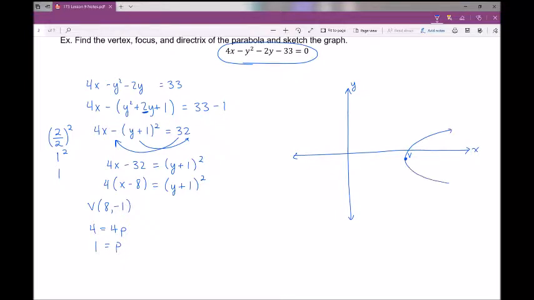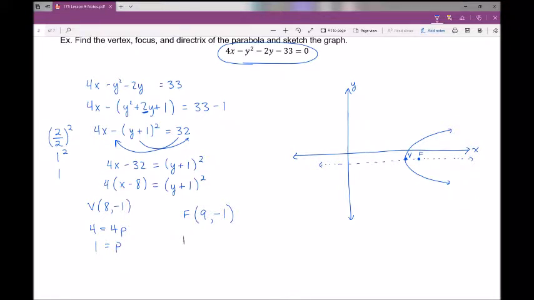Okay, so when we find our focus, we're going to be adding to the x coordinate, okay? Because if you notice, that dotted line I just drew is our axis of symmetry, so our focus must be somewhere to the right of our vertex, okay? So the focus, we're going to keep the y coordinate, and we're going to add 1 to the x coordinate. So our focus is going to be 9, -1. So I think our focus would be about right there.